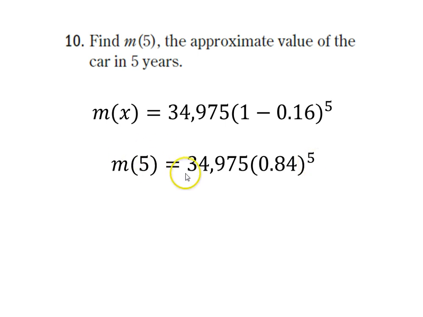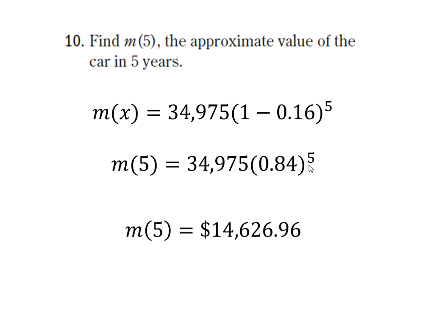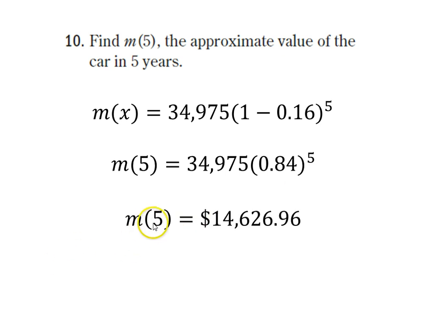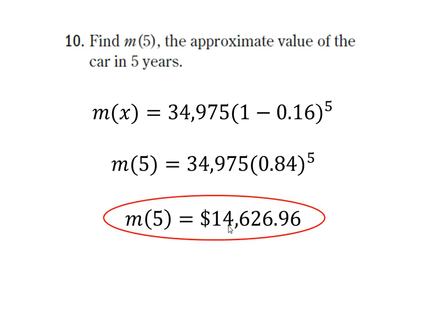And then we're going to use a calculator to evaluate this. I don't know what 0.84 to the 5th power is. I needed to take out a calculator to evaluate that. And upon evaluating that, we find that m of 5, when we plug in 5, we get $14,626.96. So when we plug in 5 into our function that we wrote for the value of the car after x years, we get $14,626.96.